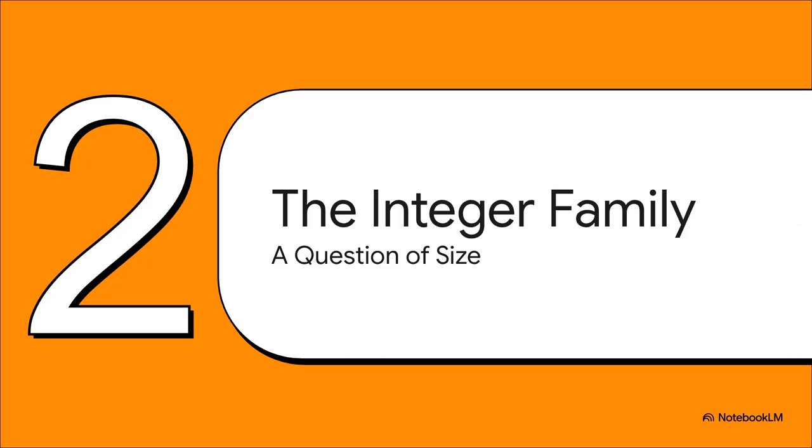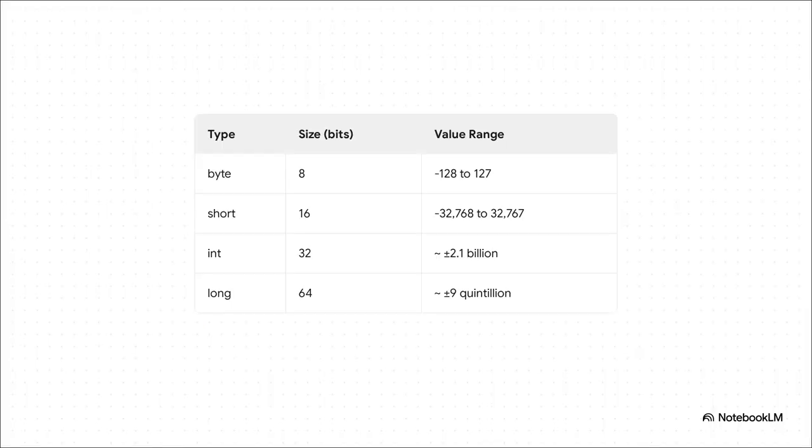All right, let's move on to the real workhorses of our toolbox, the integers. These guys are all about storing whole numbers, no decimals allowed here. Now, we've got 4 different tools for this, and the big question you always need to ask yourself is, how big of a number are we talking about? It's all about size. We start with the little one, byte, which can handle numbers from -128 up to 127.